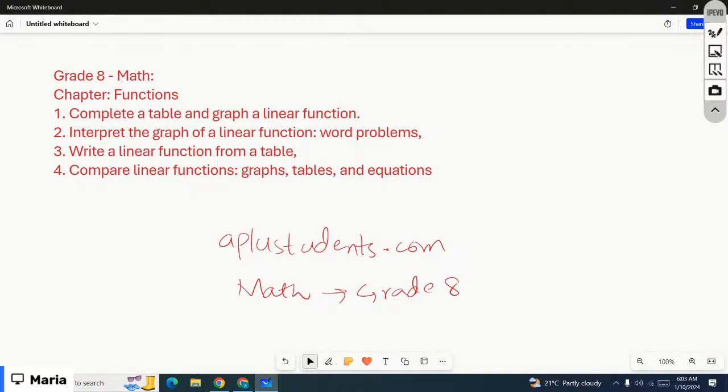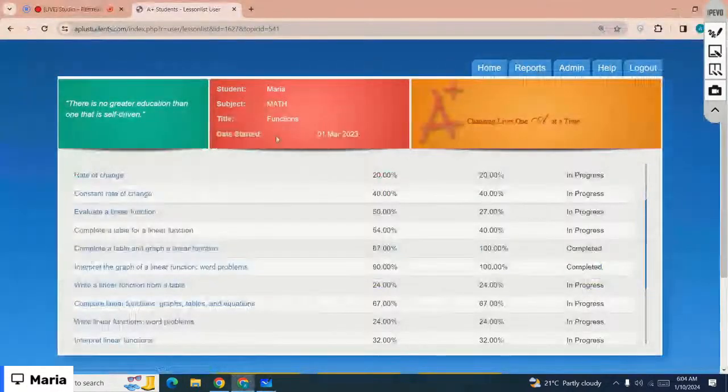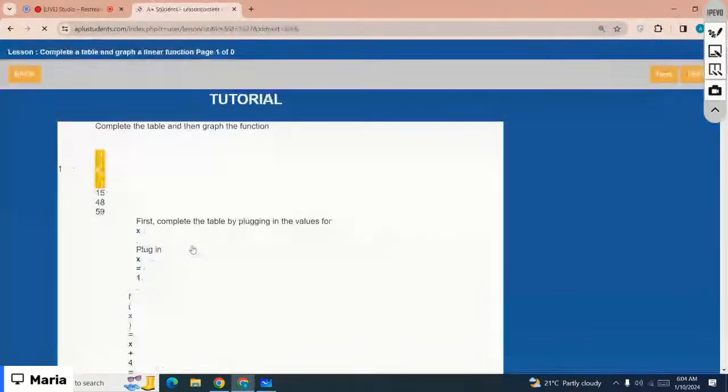We're going to start with the chapter Functions, and the lessons we're going to cover today are: complete a table and graph a linear function, interpret the graph of a linear function word problems, write a linear function from a table, and compare linear functions: graphs, tables, and equations. Let's start with the first lesson, complete a table and graph of a linear function. Here I'm on the chapter Functions, Grade 8 math.